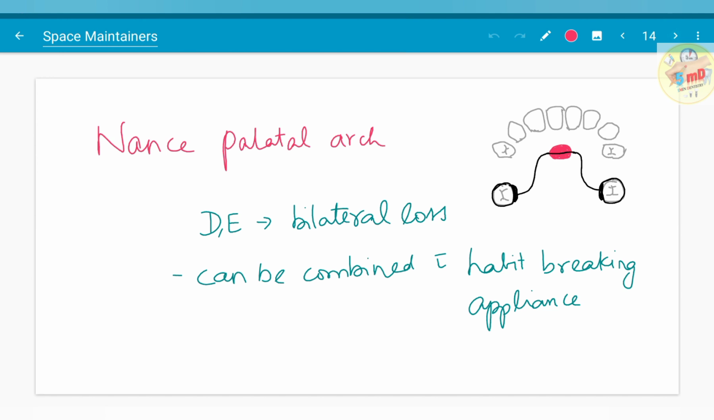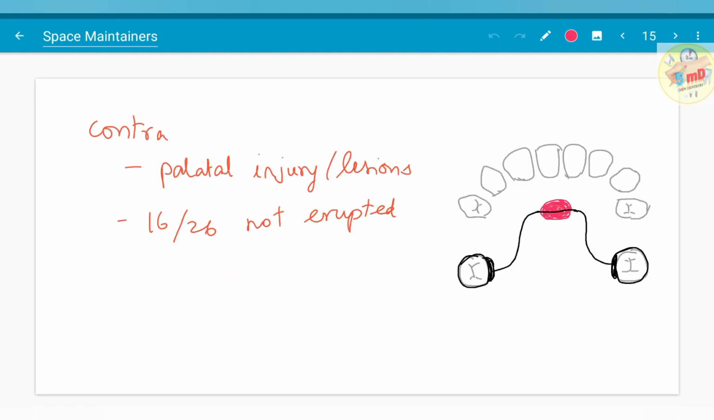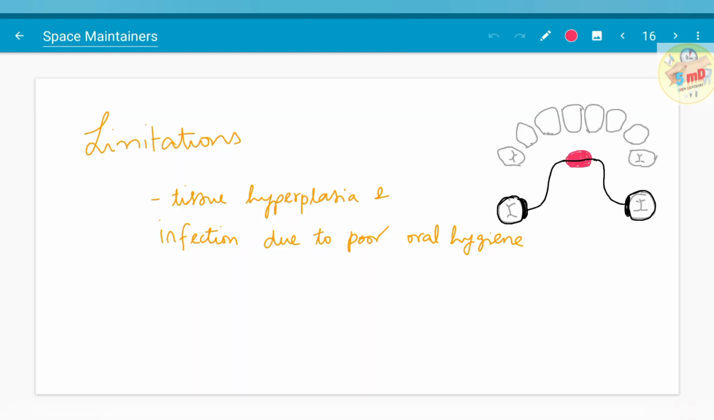And the next space maintainer is the Nance palatal arch. Nance palatal arch is usually used when there is bilateral loss, as you could see here, and it can be combined with a habit breaking appliance. For example, if the patient has a tongue thrusting habit, then you could include a palatal crib at this place along with the Nance palatal arch. The contraindication is that if there is already some palatal injury or lesion, you have to avoid this. If 1/6 and 2/6 are not erupted, then you have to avoid this. Limitation is that there could be tissue hyperplasia due to the constant contact of this support with the palate, and infection due to poor oral hygiene can also occur.